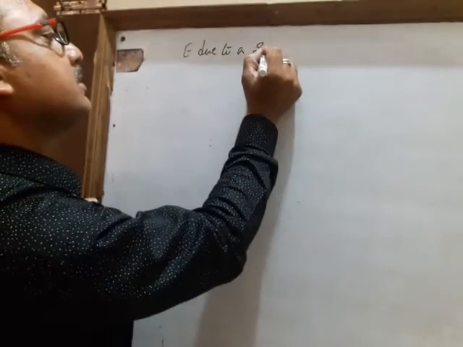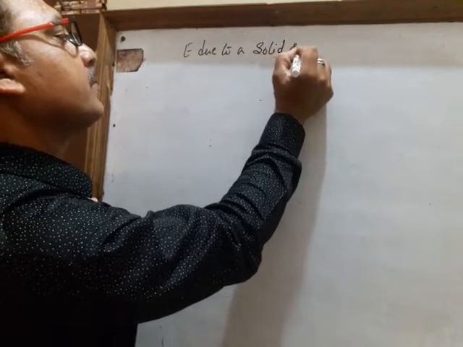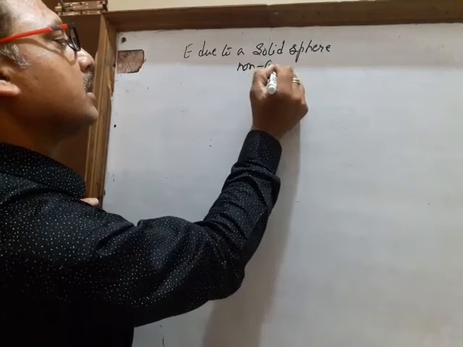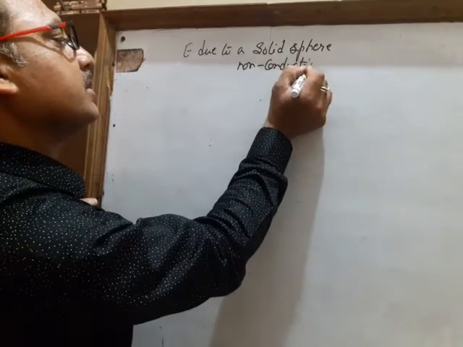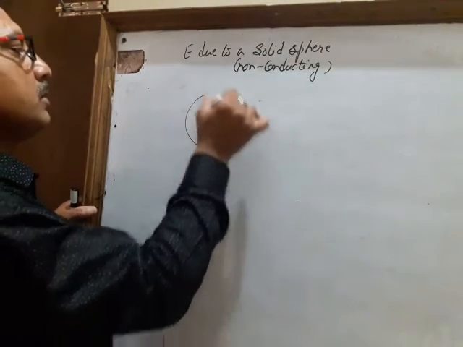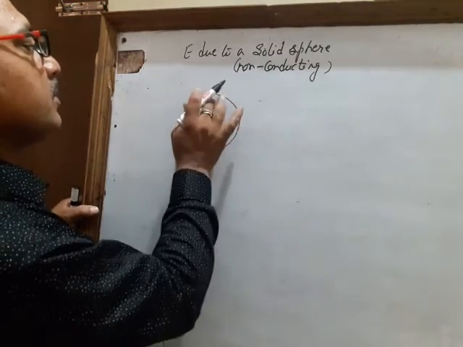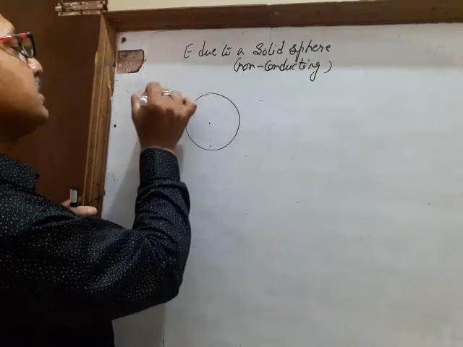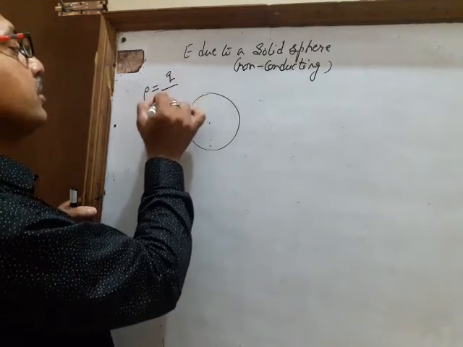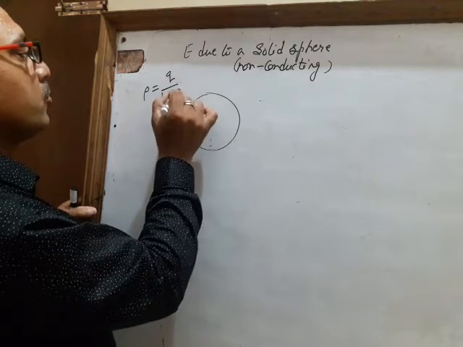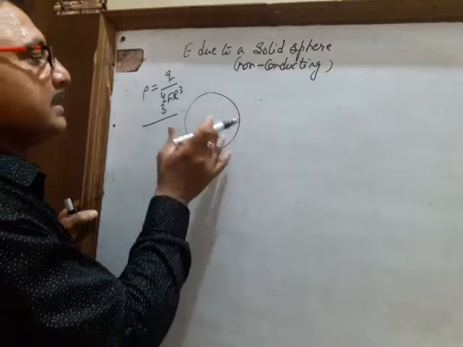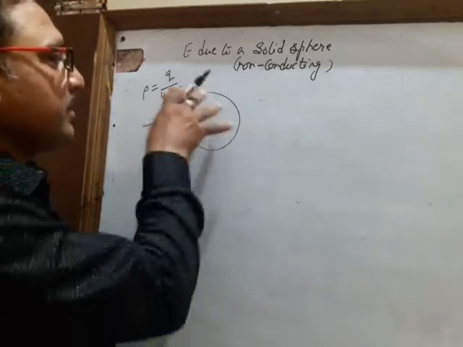E due to a solid sphere, a non-conducting solid sphere. So this is the sphere having volume charge density rho. Volume charge density means charge per unit volume, Q upon 4 by 3 pi R cube. This is rho, and it is just like the charge is filled in this sphere.